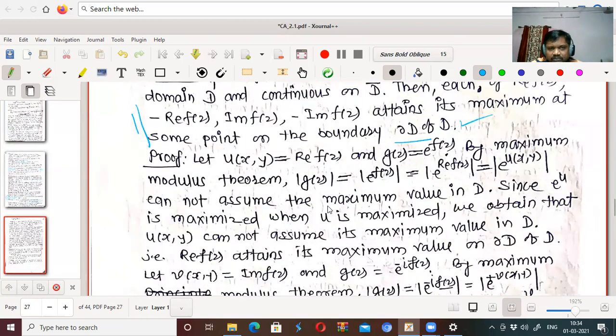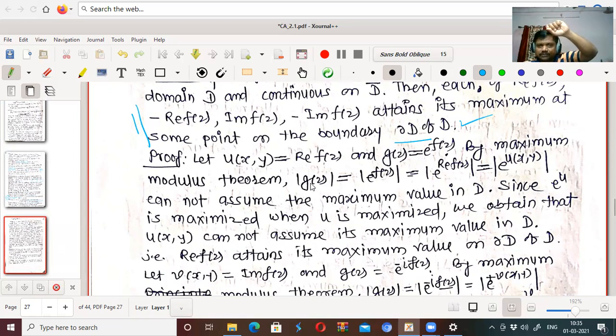For this, we have considered u(x,y) as the real part of f(z). Therefore, consider g(z) equal to e to the power f(z). By the maximum modulus principle, |g(z)| is |e^{f(z)}|, which equals e to the power of the real part of f(z), isn't it? We already proved it: |e^{x+iy}| is equal to e^x, which is the real part, and which is equal to e^{u(x,y)}. It cannot assume the maximum value in D because it will be on the boundary of D.